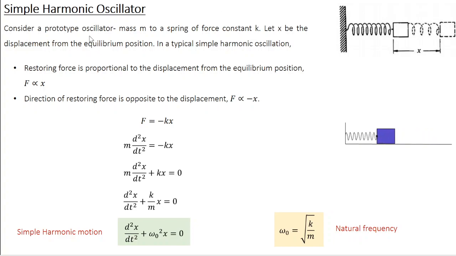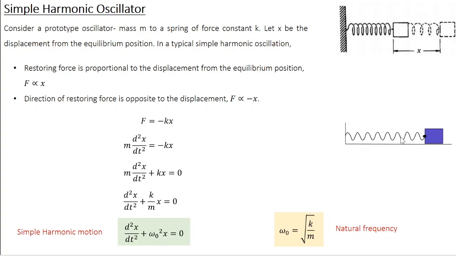So consider a prototype oscillator, a spring mass system where mass m is attached to a spring of force constant k. So let x be the displacement from the equilibrium position. Now if you pull this towards the right and release it, you can notice that the system is going to execute oscillations about the mean position.